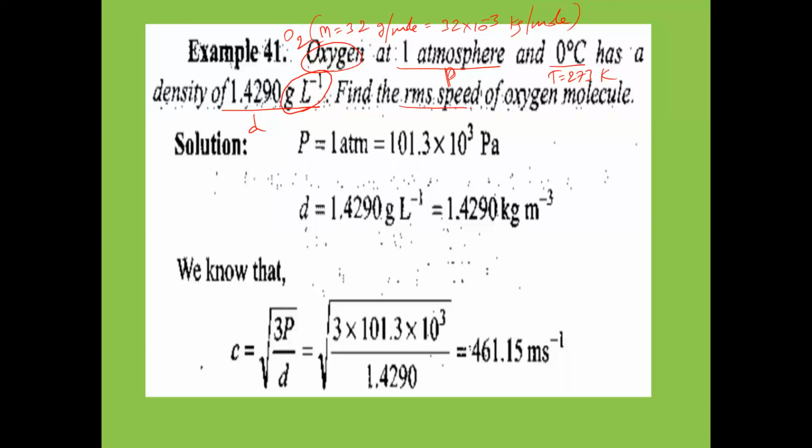Find the RMS speed. RMS speed means URMS they ask here. For which molecule do they ask? Oxygen. For oxygen, RMS speed is asked here. So URMS of oxygen is asked here.